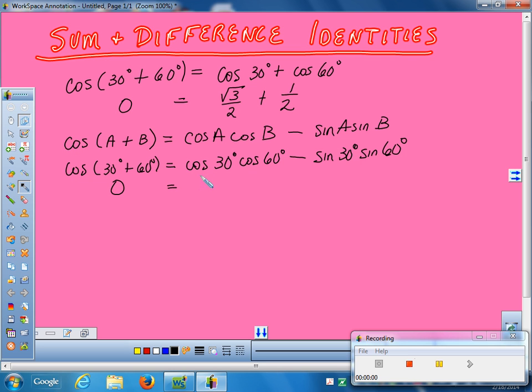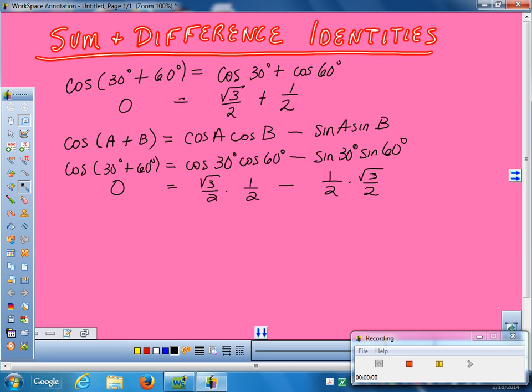We already did the first two: square root of 3 over 2 times 1/2. And sine of 30 is 1/2 and sine of 60 is square root of 3 over 2. They're the exact opposite, so isn't that going to be 0? Yes, so it works, wild and crazy as it is.